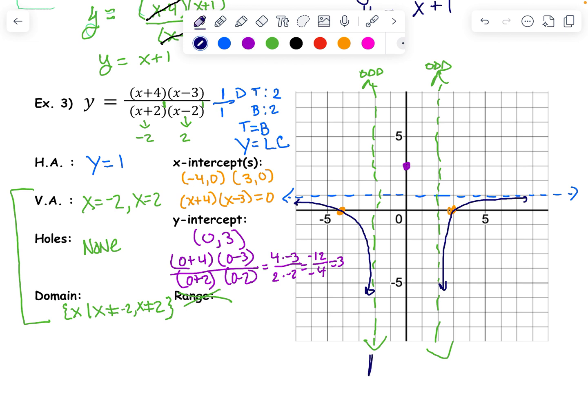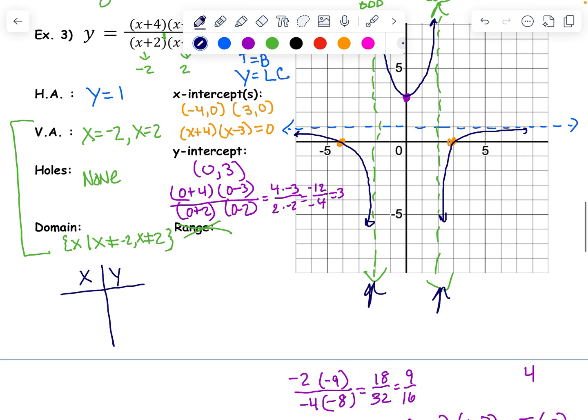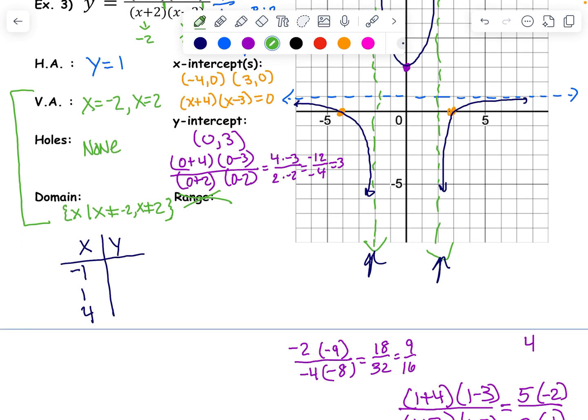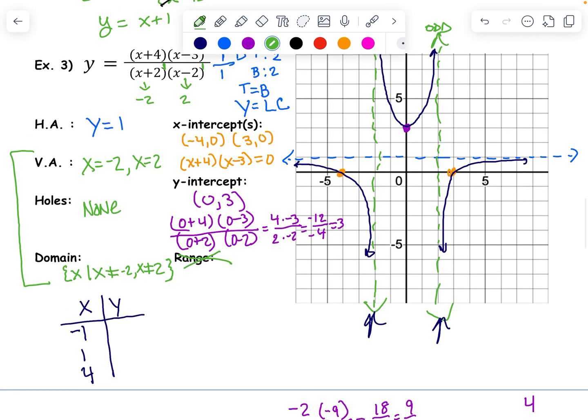So here's the deal. Right now, because this guy's odd and this guy's odd and they're both down low, I'm going to assume that this is happening. But let's say you didn't want to assume and you wanted to plug some values in. You could plug as many values in as you want. You could plug a -1 in, you could plug a 1 in, you can substitute a 4 in, and just see what's going on. Okay, so let's go substitute those in.